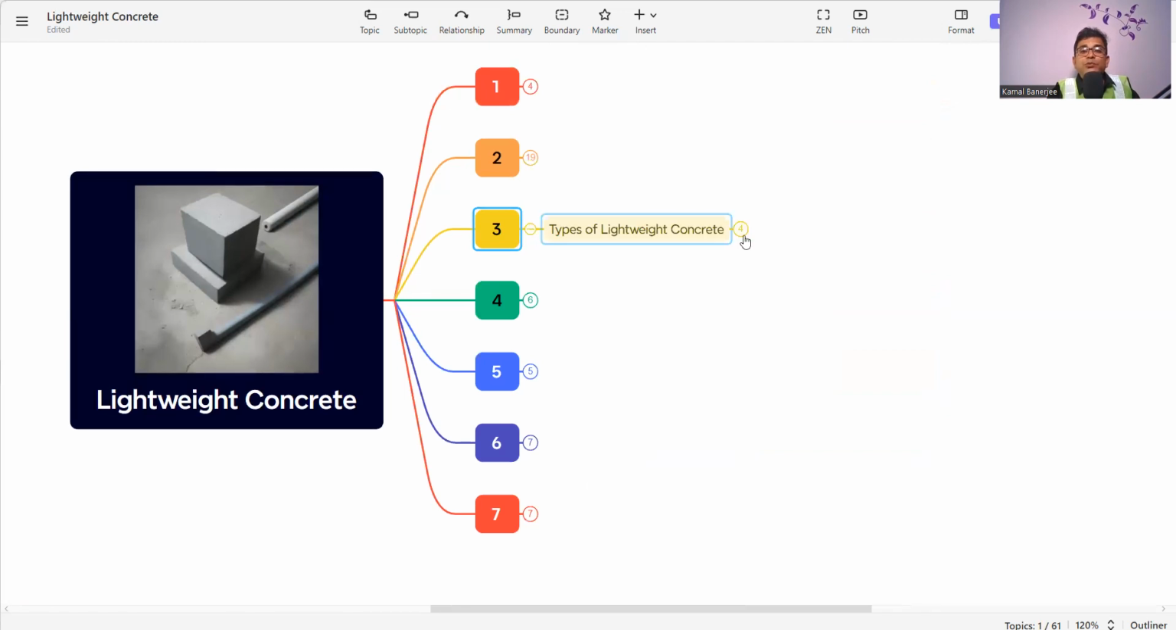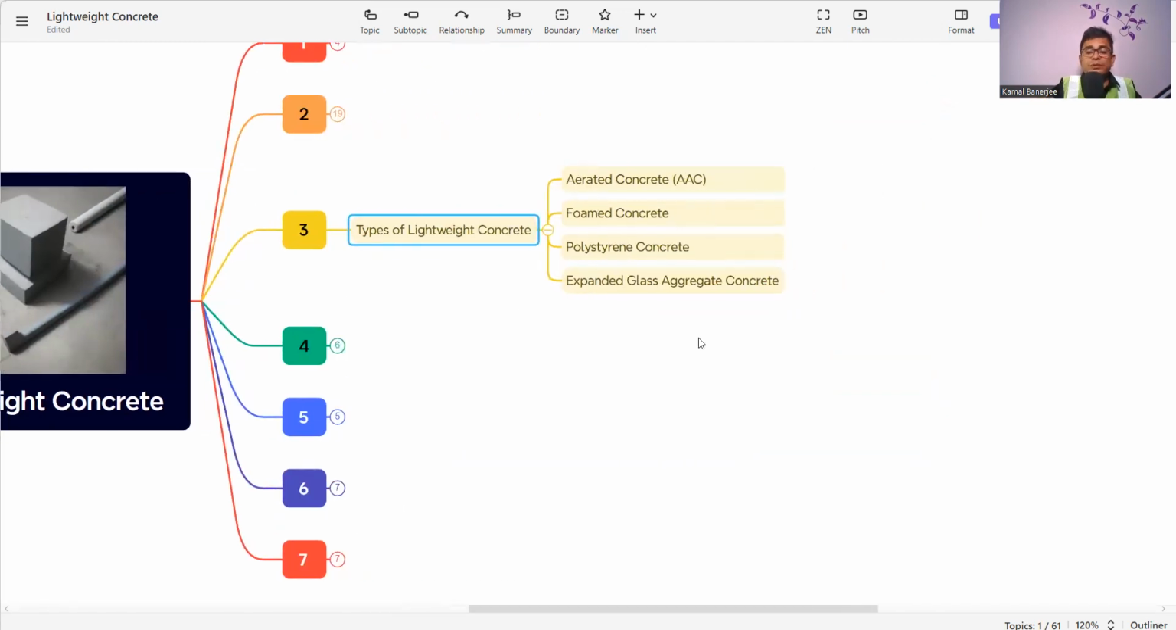The next part is types of lightweight concrete. Whatever the agent or whatever the material we are using, depending on that, or what is the production procedure of the lightweight concrete, it becomes that type of concrete. That is aerated concrete, that is AAC. Foam concrete, what that means, whenever we are adding foaming agent, it becomes foam concrete. And whenever we are using polystyrene board, that is polystyrene concrete, and then expanded glass aggregate concrete. So according to the material and according to the production procedure, there are different types of lightweight concrete also.